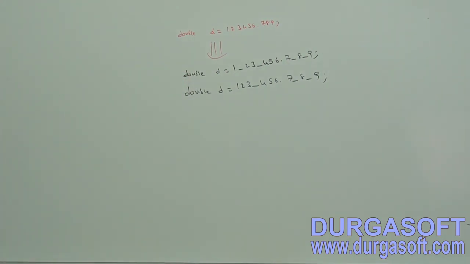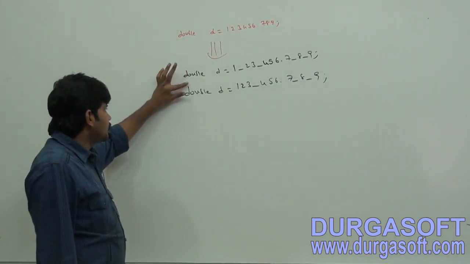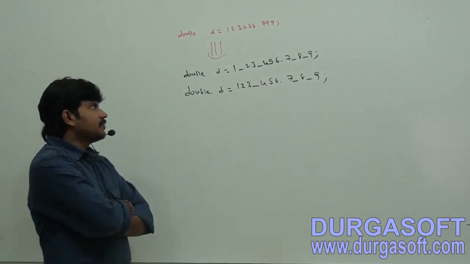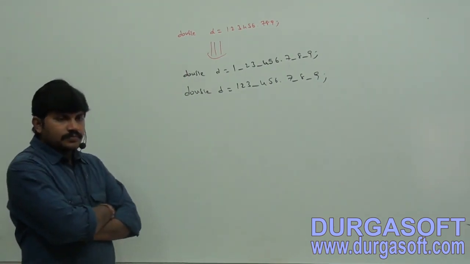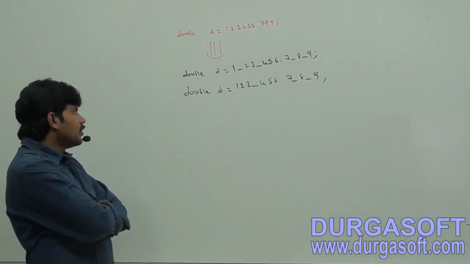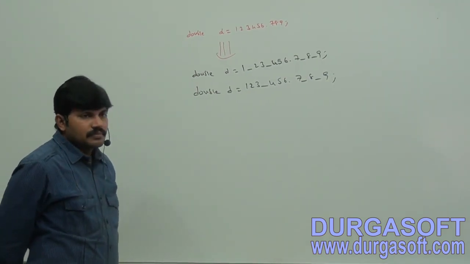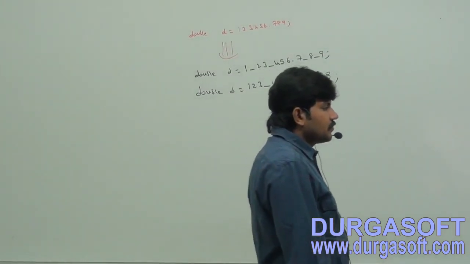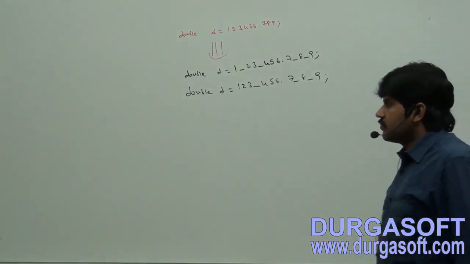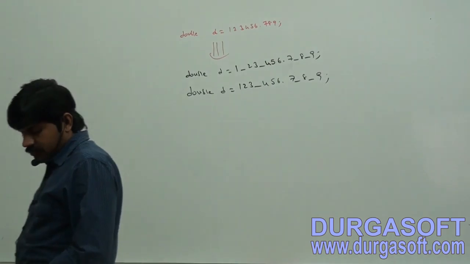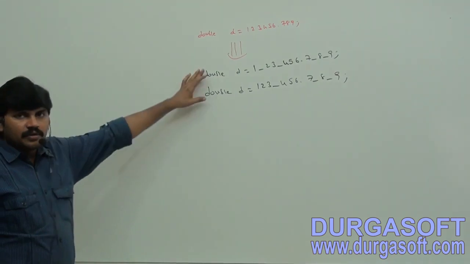double d = 123456.789. How can we write it? 123456.789. double d = 123456.789. Double d completed, right?